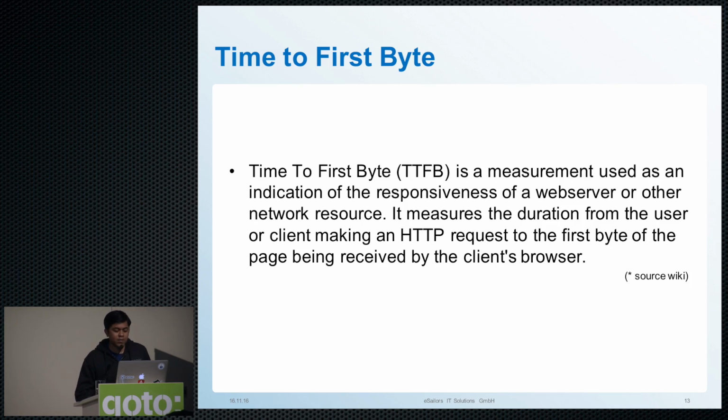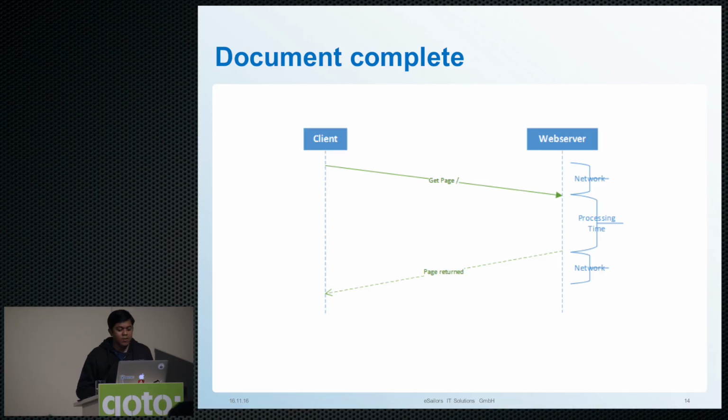Time to first byte. According to Wikipedia, time to first byte is a measurement used as an indication of the responsiveness of a web server or other network resource. It measures the duration from the user or client making an HTTP request to the first byte of the page being received by the client browser.